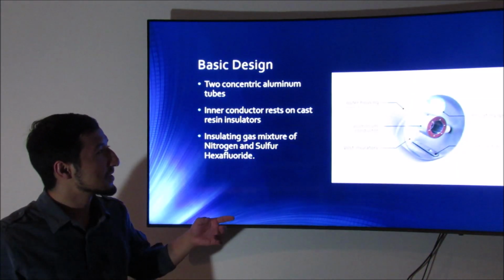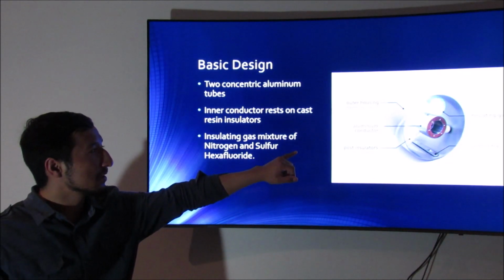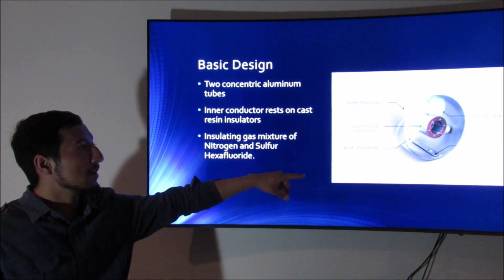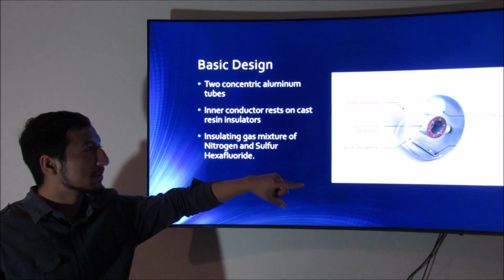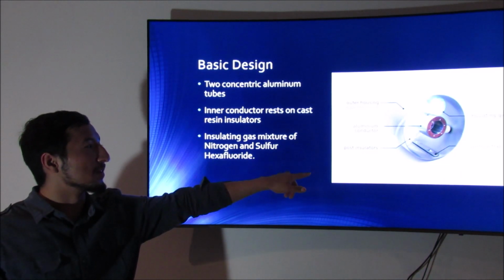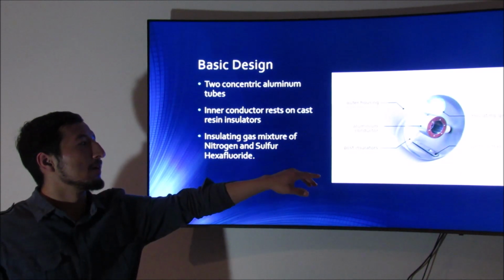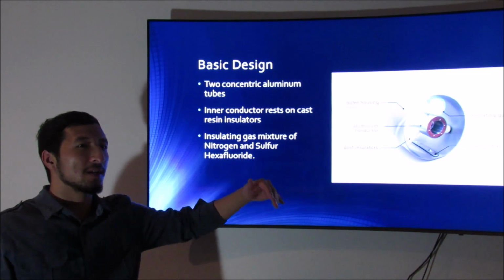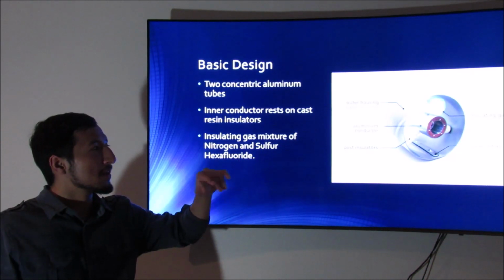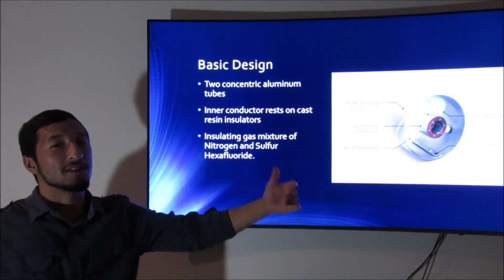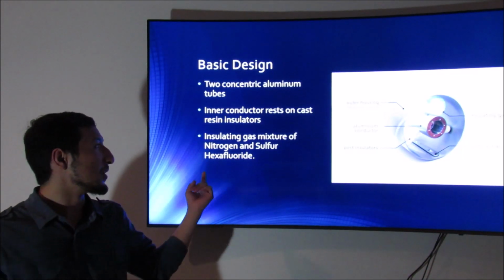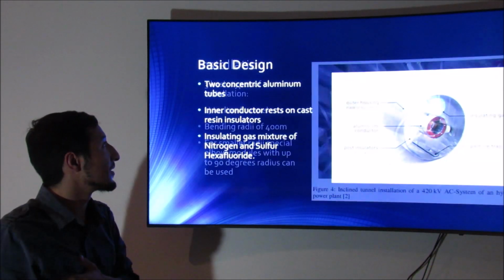Here we have the basic design. You have the outer housing made up of aluminum. You have the aluminum conductor in the center, which is resting on the insulators. You have a particle trap for any escaping charges. And of course you have the insulating gas made up of nitrogen and sulfur hexafluoride.